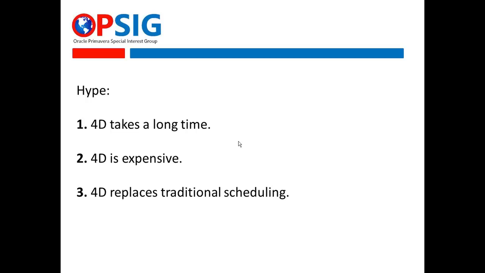And then this last point, which I really do emphasize too, is pure hype. 4D replaces traditional scheduling. It does not. A good, correctly sequenced, correctly resourced, Primavera schedule ready to load into your 4D tool. You have to have it. Now 4D will then enhance that, but by no means does 4D replace your traditional scheduling process.